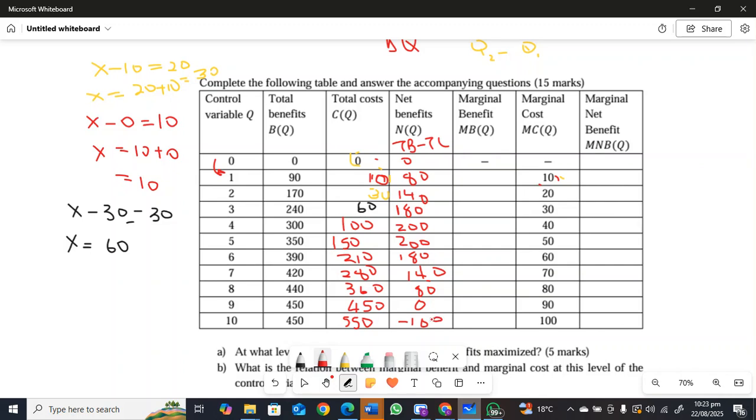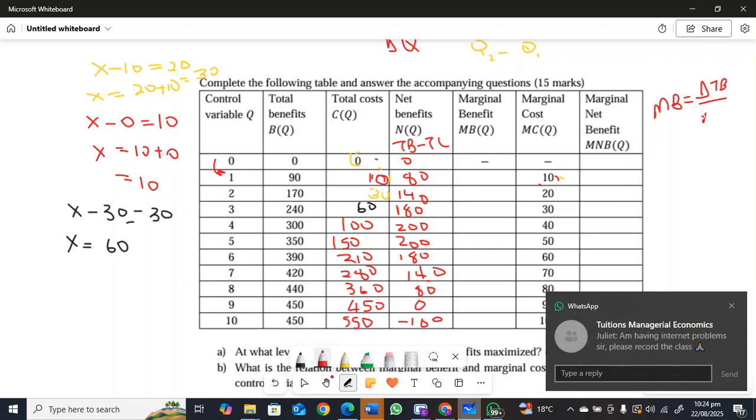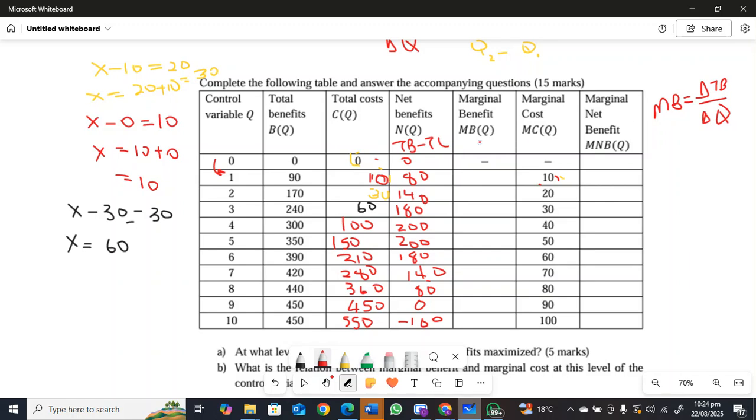Yes. Any questions, colleagues? Remember, net benefit, that's total benefit minus total cost. Okay. Marginal benefit is change in total benefit over change in quantity. Since it's in increments of one, it doesn't matter.